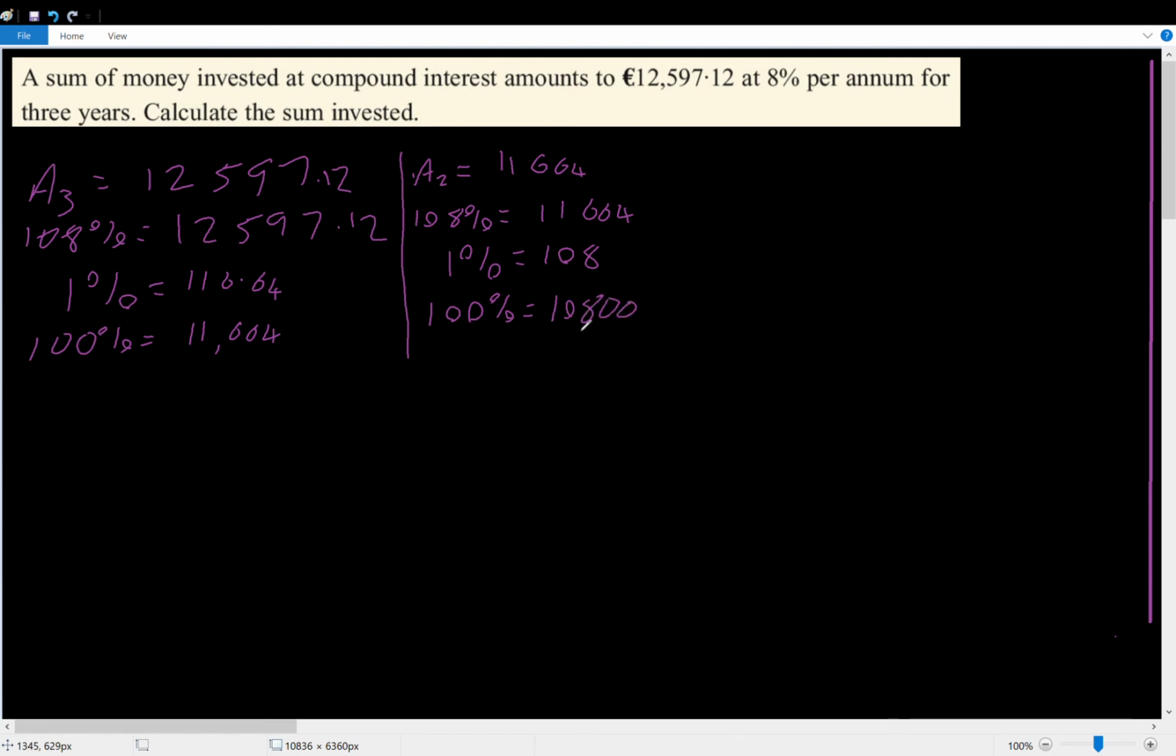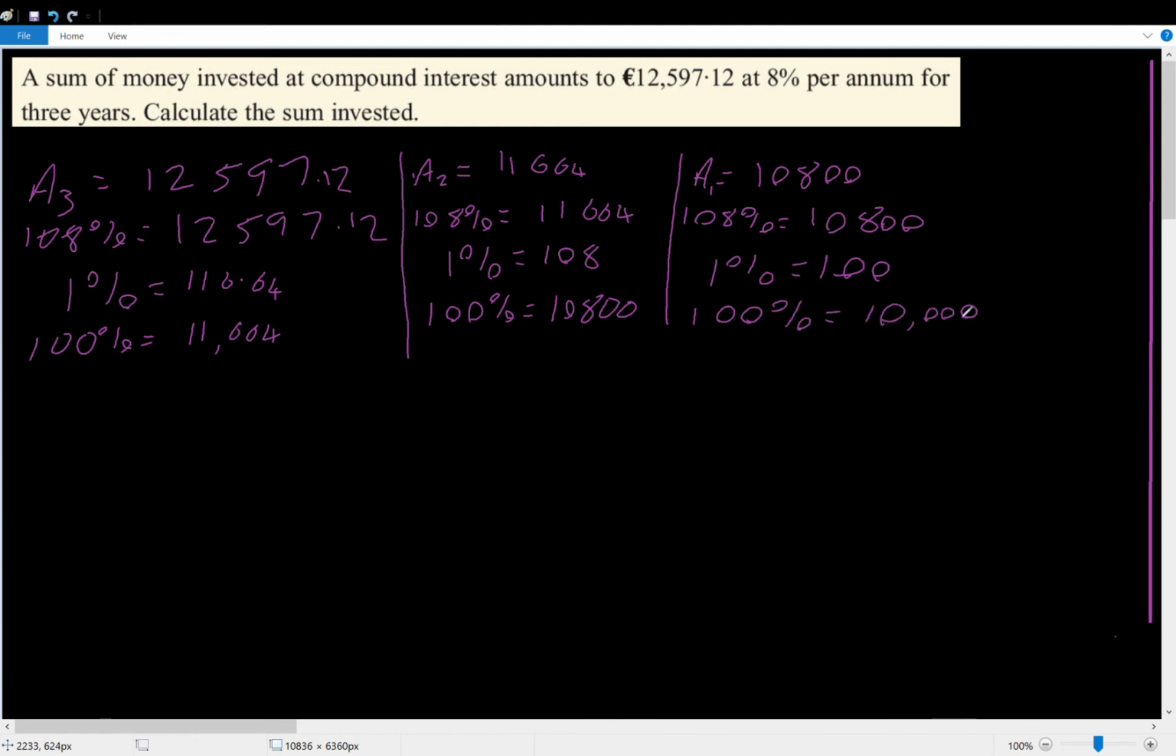And that is the amount at the start of our second year, which means it was the amount at the end of our first year, which is A1, 108. Which means that is 108% of the amount that we started with at the start of year 1. If we take that down to 1% by dividing both sides by 108, we get 100. And if we multiply by 100 on both sides, we get up to 100%, which is going to be 10,000. And the 10,000 is the amount of money that we had at the start of year 1, which means it's how much money we started with.